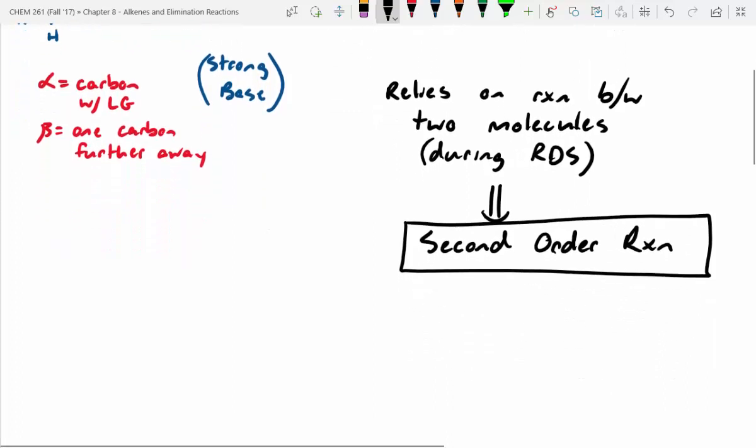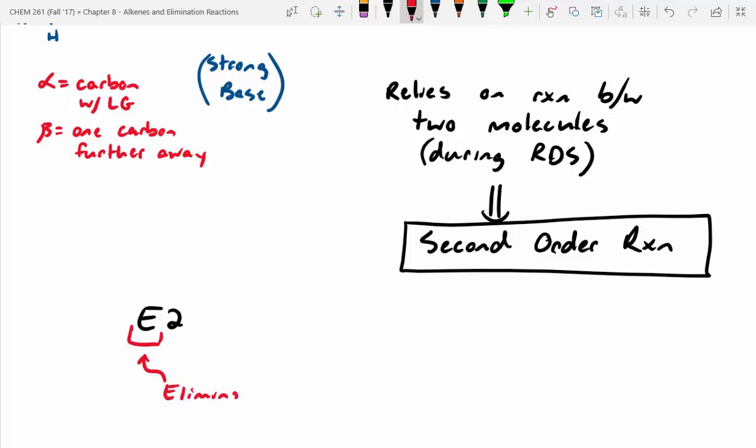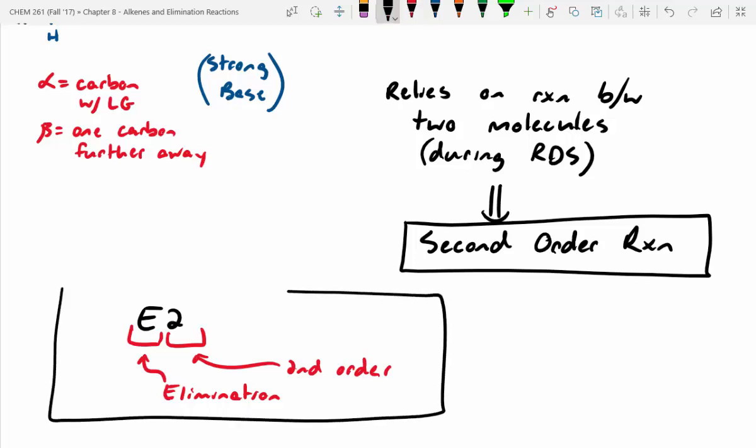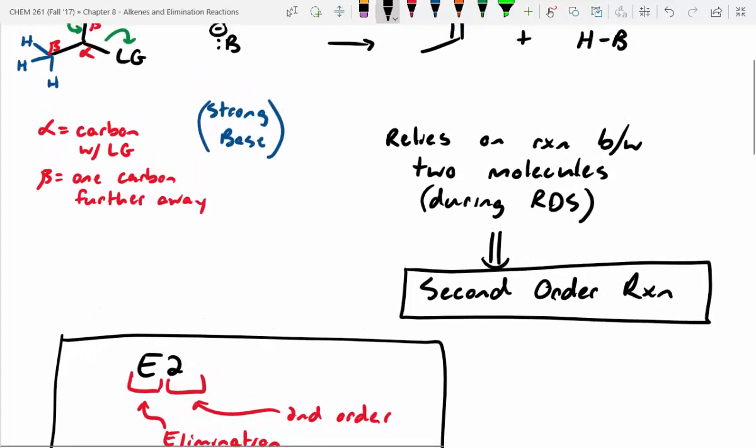Okay, so what we call this is an elimination reaction, so we abbreviate it as E2, where E stands for elimination, and the 2 stands for the second order process. These reactions are really common in organic chemistry, and they're very easy to spot. They're easy to spot because of two things.